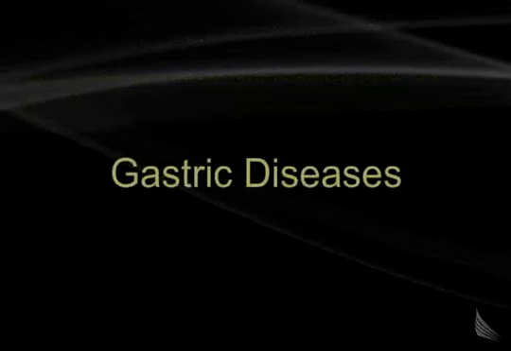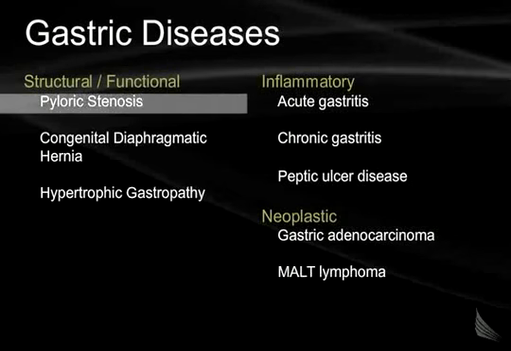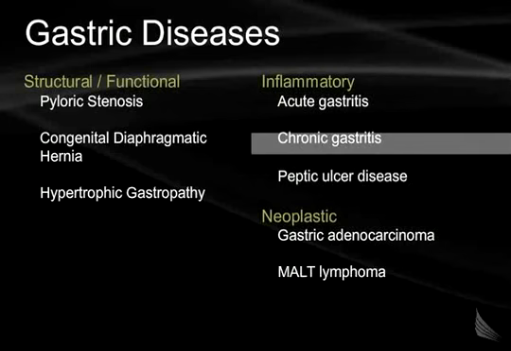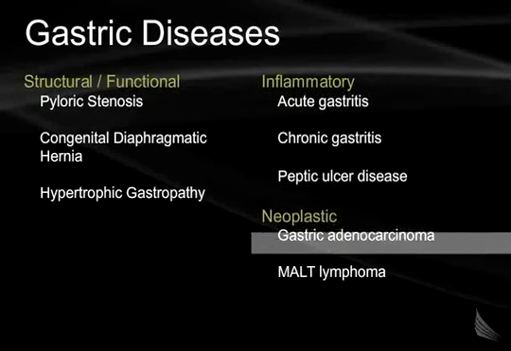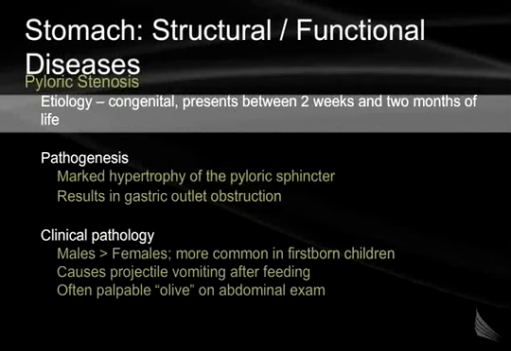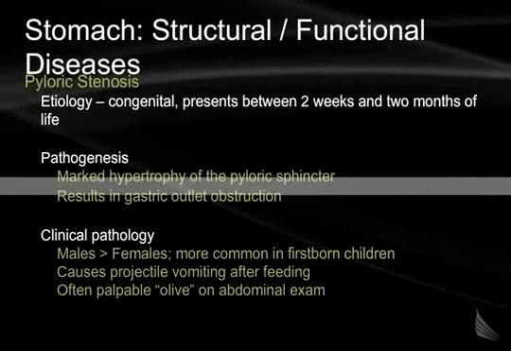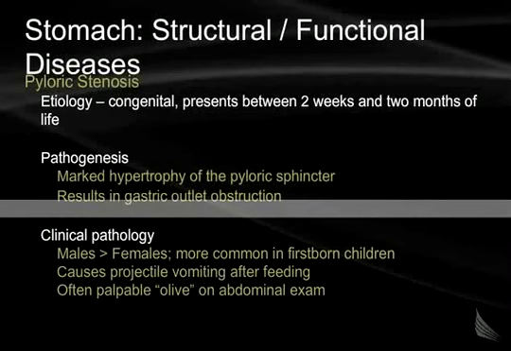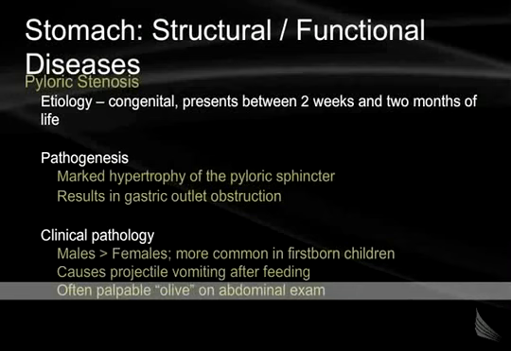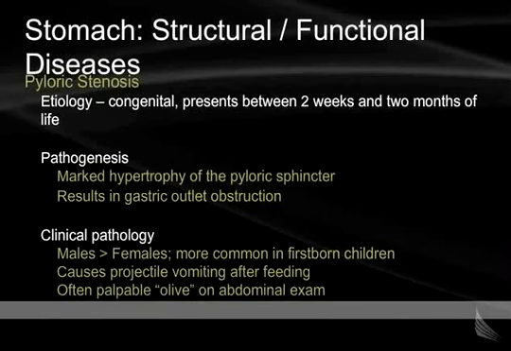Remember, this patient has gastric disease, structural and functional, including pyloric stenosis, congenital diaphragmatic hernia, or hypertrophic gastropathy, inflammatory diseases such as acute gastritis or chronic gastritis, and or pyloric stenosis. Again, the etiology is usually the hypertrophy of the pylorus. It's usually seen in patients between 2 weeks and 2 months of life. It's marked by hypertrophy of the pyloric sphincter and results in a gastric outlet obstruction.